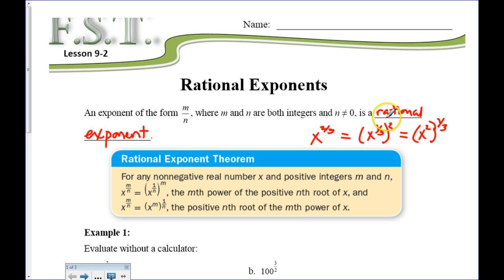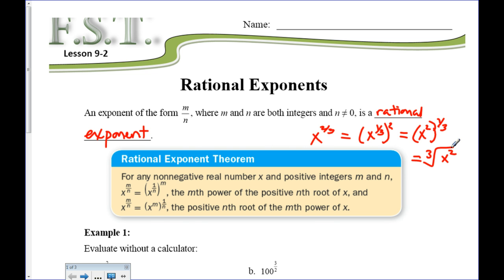Because if you remember, when you have exponents to a power, you're multiplying the power. You know, it's a power to a power. So 2 times 1/3 is 2/3. Okay, 1/3 times 2 is 2/3. Yep, it's also the cube root of x squared.